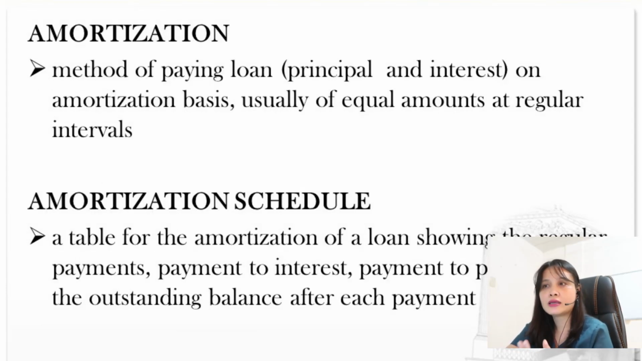Amortization. What is amortization? Method of paying a loan on an amortization basis, usually of equal amounts at regular intervals. So we say amortization, method of paying your loan. Amortization schedule, a table for the amortization of a loan showing the regular payments, payment to interest, payment to principal, and then your outstanding balance. So that is your amortization schedule. Kung paano mo babayaran yung ni-loan mo. So, naka-table siya. So, that's the amortization schedule.